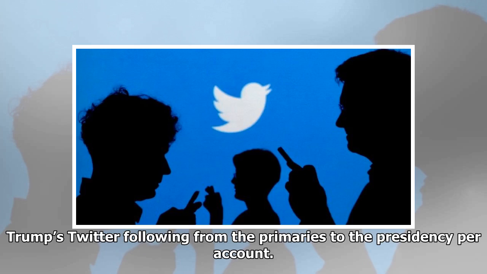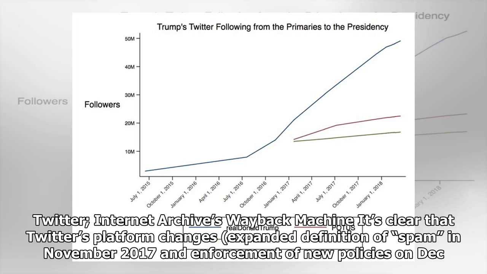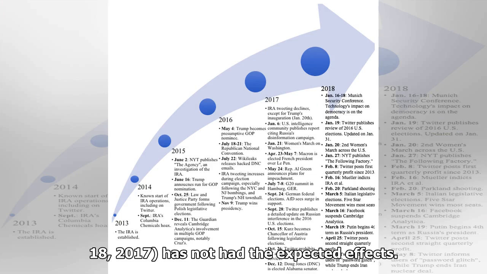Trump's Twitter following from the primaries to the presidency per account. Source: Twitter, Internet Archive's Wayback Machine. It's clear that Twitter's platform changes, the expanded definition of spam in November 2017 and enforcement of new policies, have not had the expected effects.